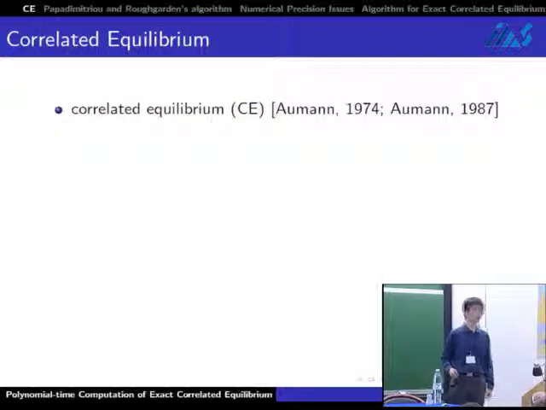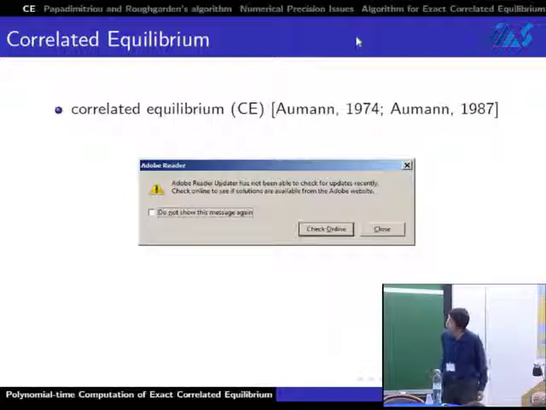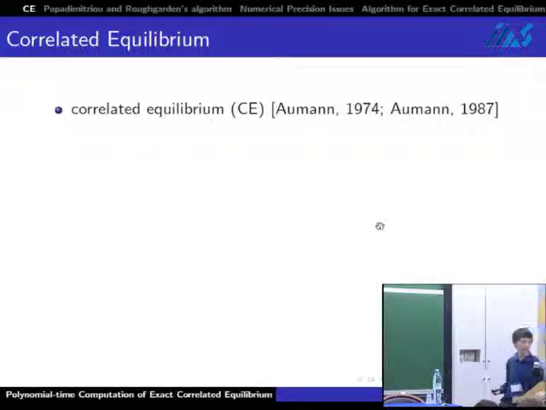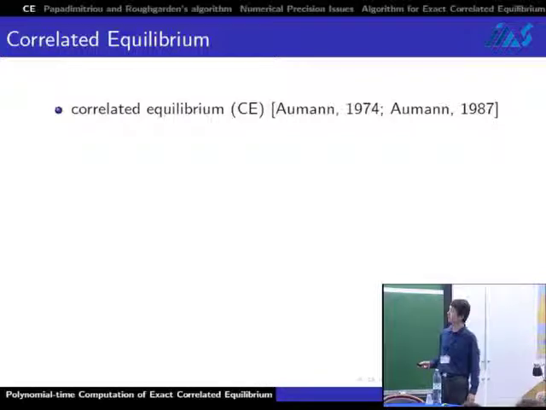So correlated equilibrium is a solution concept first proposed by Aumann. To define it, we'll first introduce some notation.